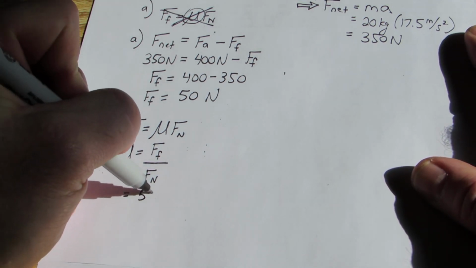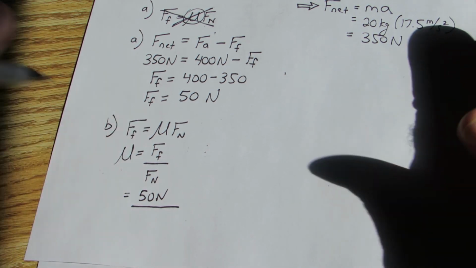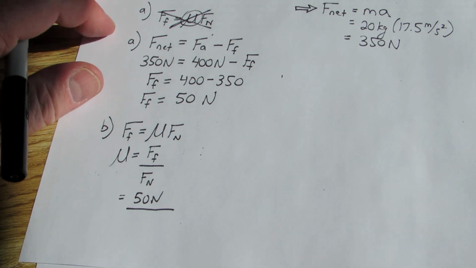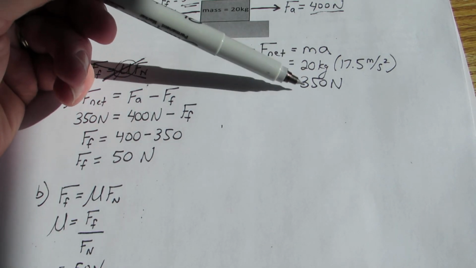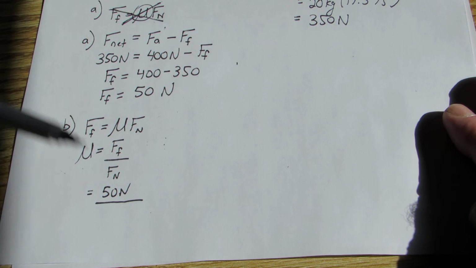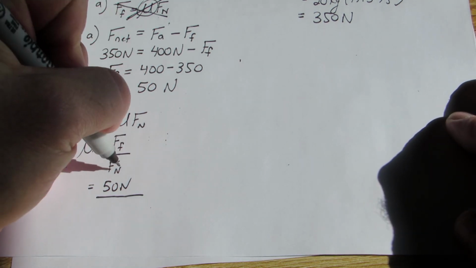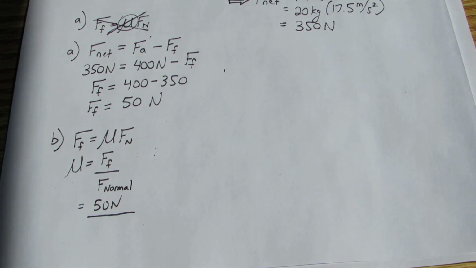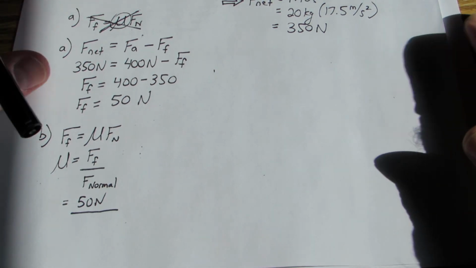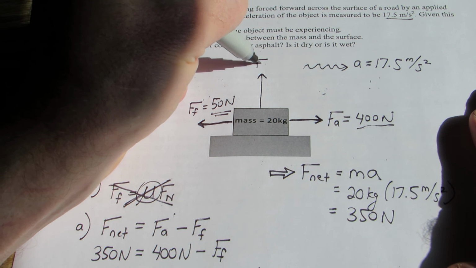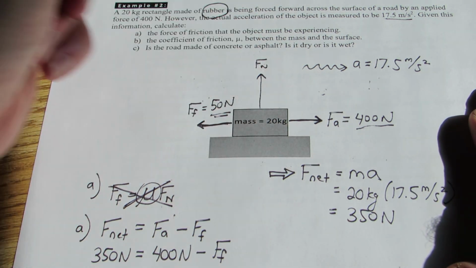That's 50 newtons. We need the normal force, and be very, very careful here, because that is not the net force. It's really tricky in this question because we figured out the net force earlier and got 350. So I'd be very tempted to substitute 350 onto the bottom of that equation, but they're not the same force. This is the normal force. So remember what normal force is. That is the surface pushing up on the mass. Let me go back to the diagram here. Normal force is the road pushing up on this 20 kilogram mass.